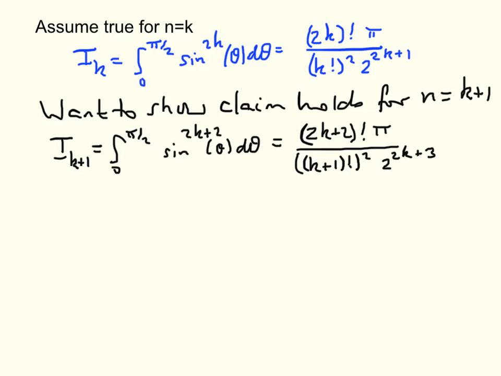And this is the result we want to show, and to do it, to use proof by induction, we need to use our assumption. So in this context, what we want to do is to look at this integral and try to somehow manipulate it into a form where we can substitute our assumption in, and then we hope in that way to show that our integral is equal to this.